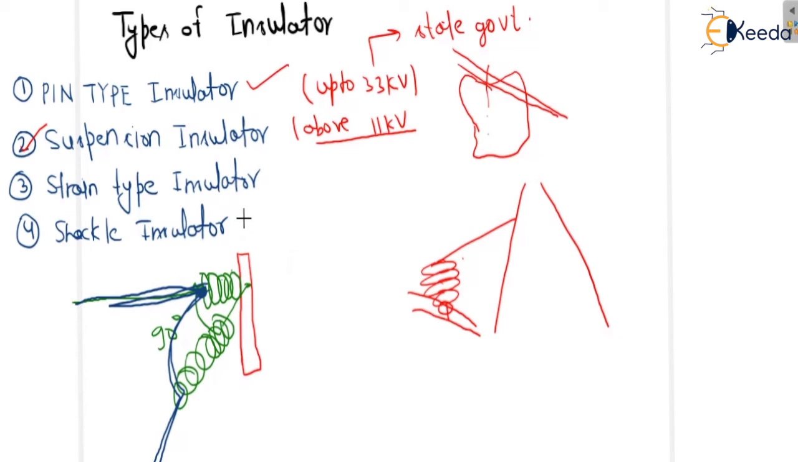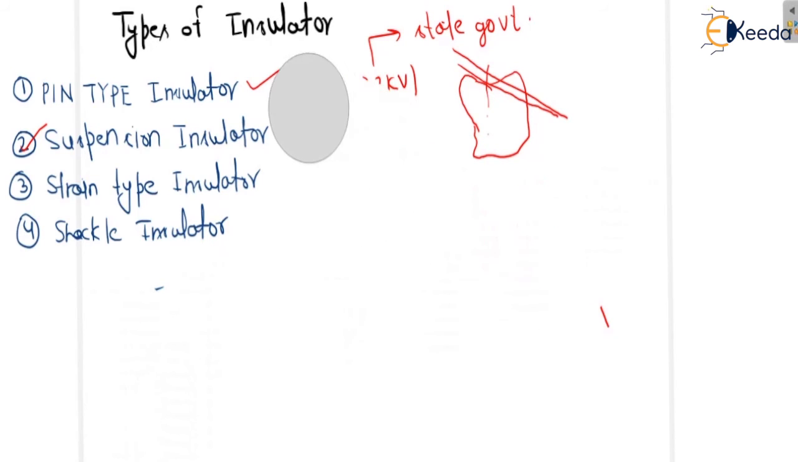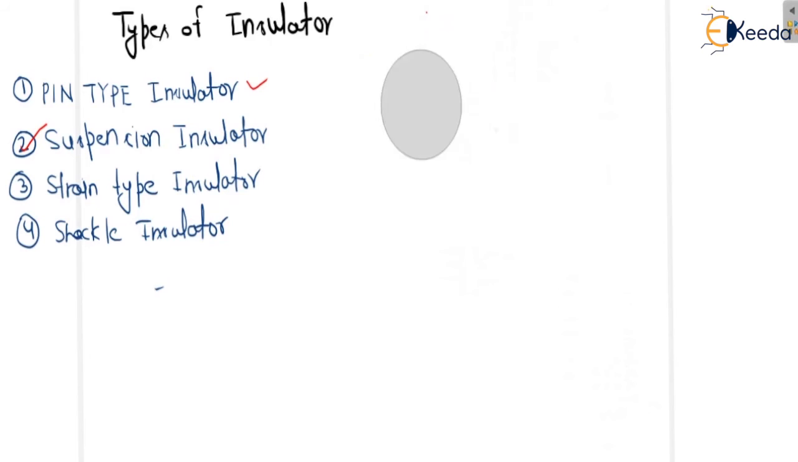Now the fourth one is Shackle insulator. Shackle insulator is basically different from these, and these days Shackle insulator is not used practically. But I will tell you about it. You would have seen a pulley like this. There is a tower, and there is a cross sectional pulley, and this pulley is made of insulator.